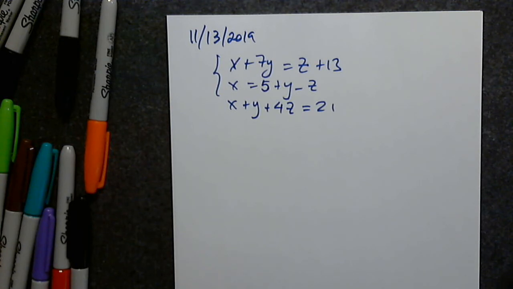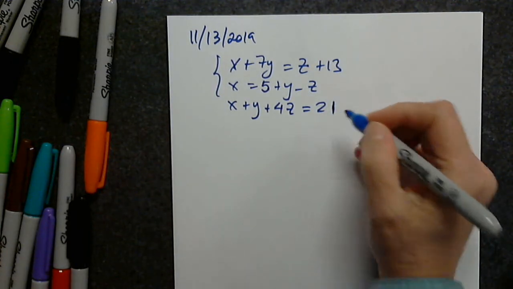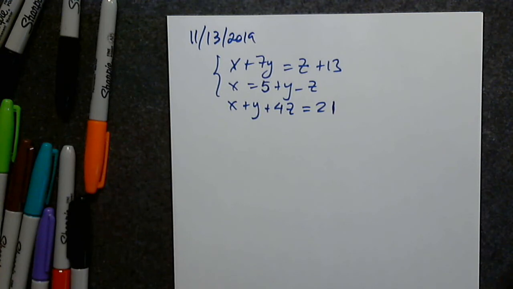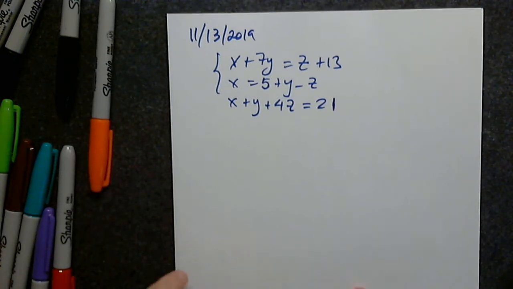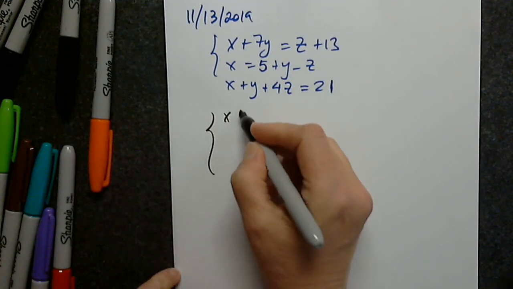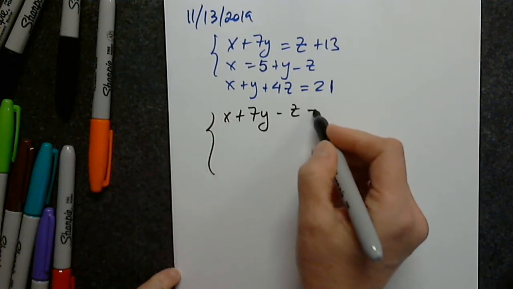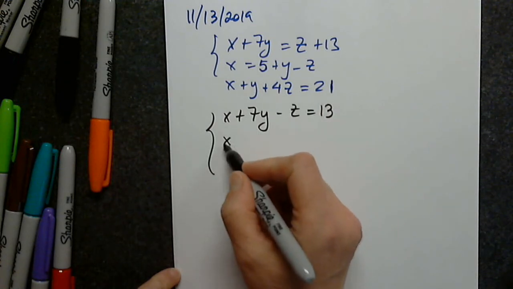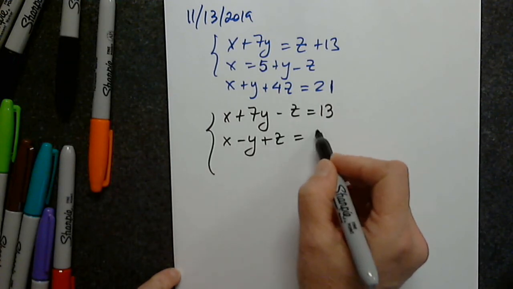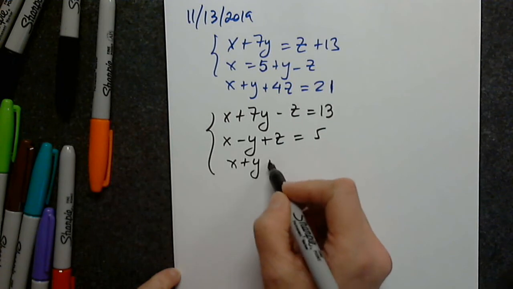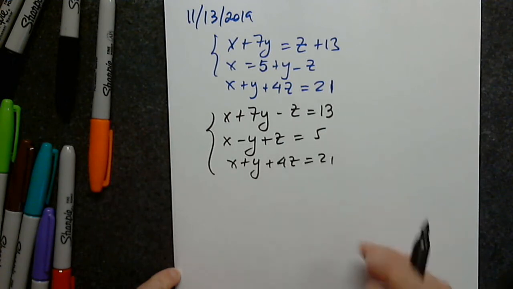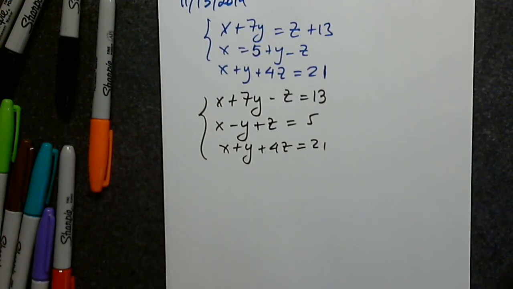21. Yes, 21. Okay, so first of all, this system is not presented correctly for what I am trying to do. So I have to rearrange the whole thing as x plus 7y minus z equals 13, and then x minus y plus z equals 5, and x plus y plus 4z equals 21. So if the system is not in the correct order, I have to rearrange it. So now it's arranged correctly.